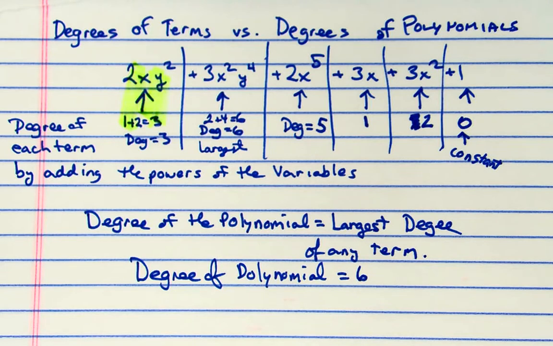If I graph this, the 3x squared y to the fourth is going to dominate everything else because there's more variables going on. Those numbers are just going to be bigger. So we look for the term that's going to dominate, and in this case, the term that dominates is the 3x squared y to the fourth because it has the most variables in it. So keep that in mind when you have to find degrees of terms versus degrees of polynomials.